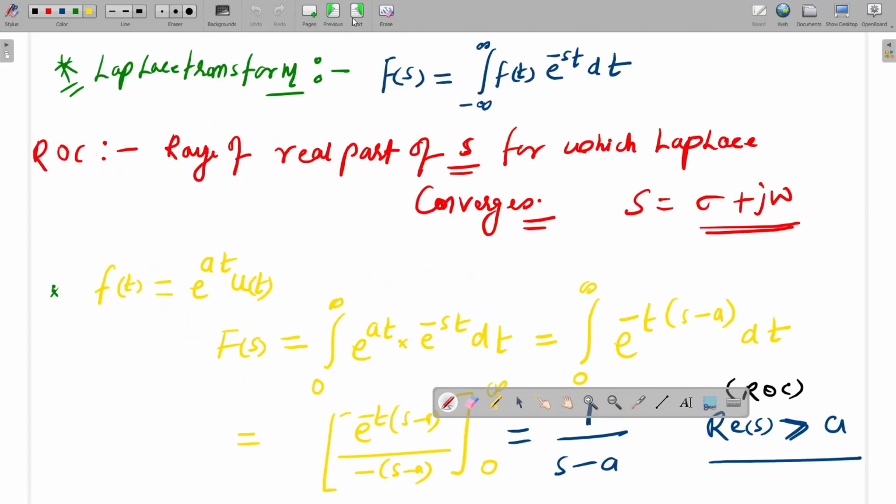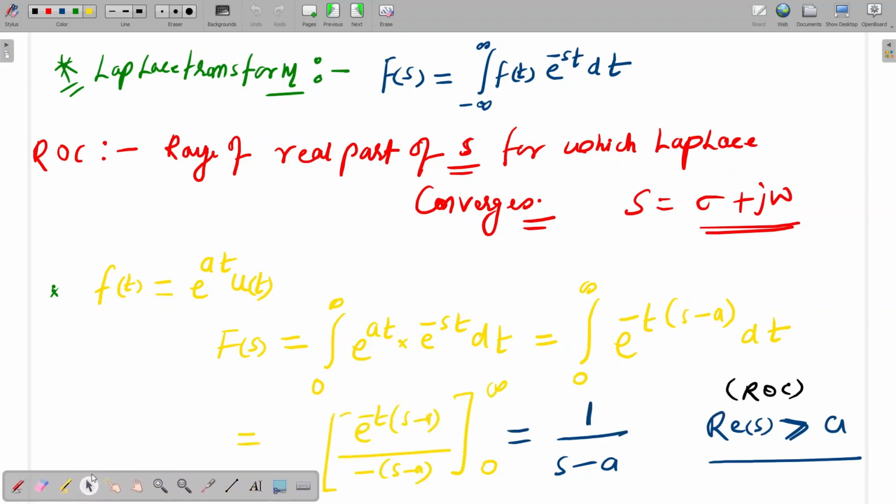So now I am going to discuss a good concept, the region of convergence. In competitive exams or GATE you can find this kind of question. So what is region of convergence? The Laplace transform formula is there. The region of convergence is the range of the real part of s for which the Laplace transform converges. This s we write as sigma plus j omega, and it is the range of sigma for which the Laplace transform will converge.